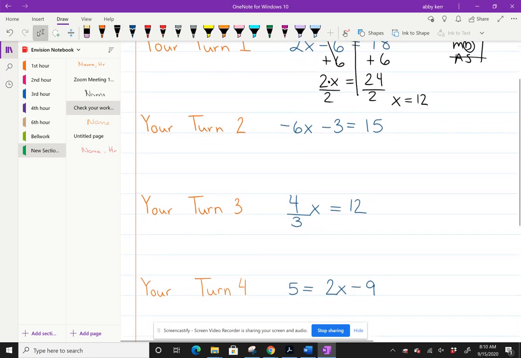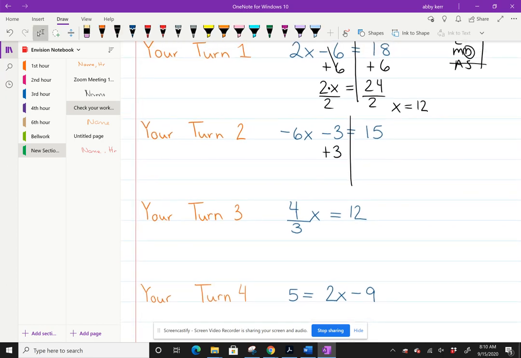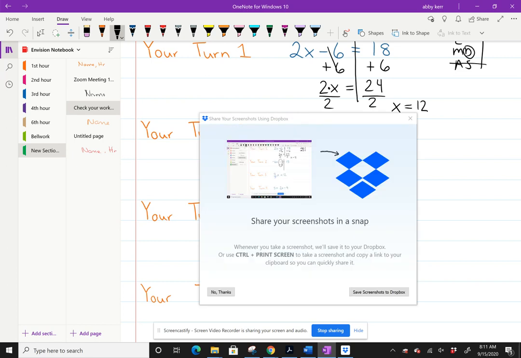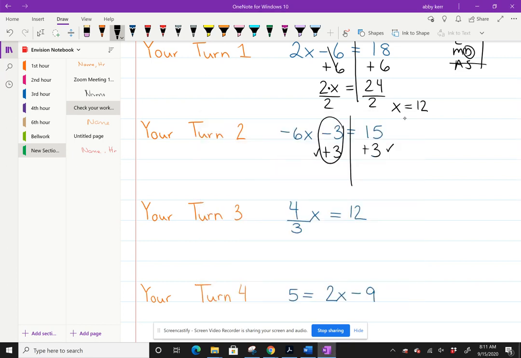For your turn number 2, draw the line down the middle. Once again, our first level that we have to look at is undoing minusing. So we add 3. Notice that I lined it up right underneath the minus 3 because we want those to cancel. I already did it on the left, so now I have to do it on the right. Drop down the negative 6x equals 18. And now I can move on to the second part, which is undoing multiplying. To undo multiplying, I'm going to do the division bar, divide by negative 6.